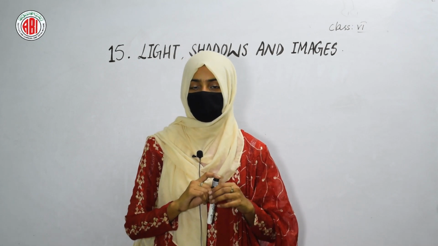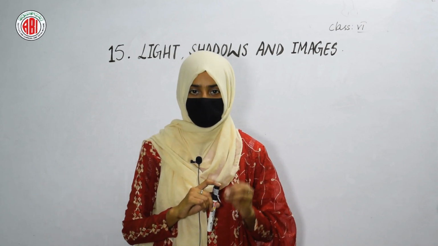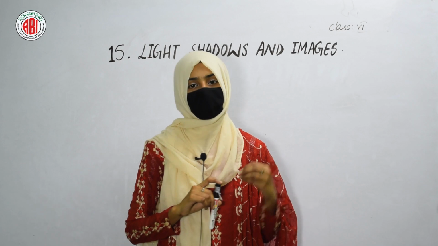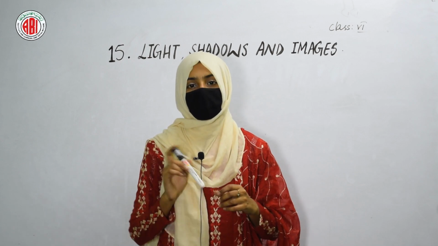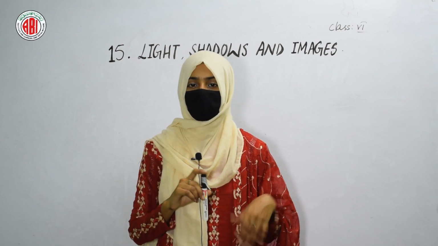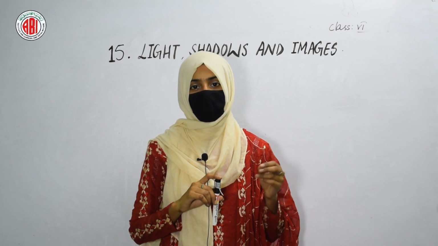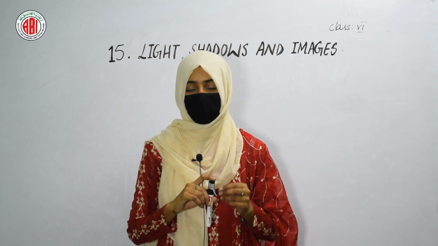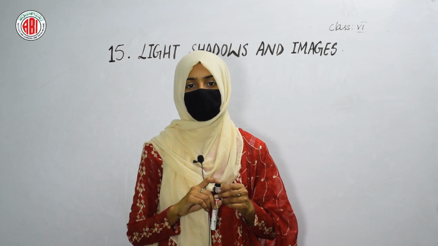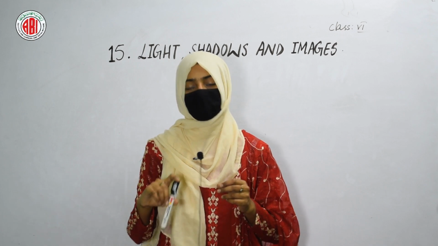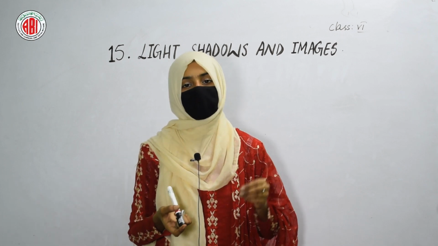So we all know that light is very essential to see the different objects. Whenever the light is present, we can see the different objects, but when the light is not present, we cannot see the different objects that are present around us. The objects will not be visible in the absence of light.